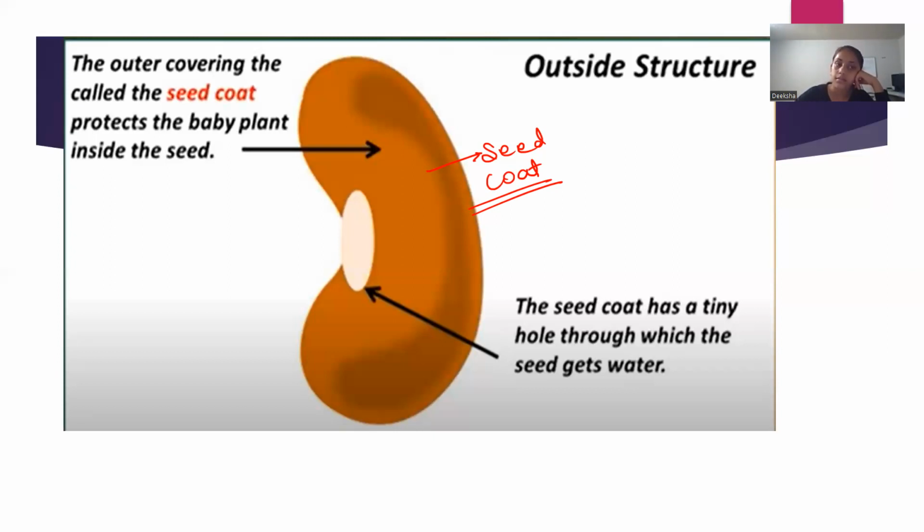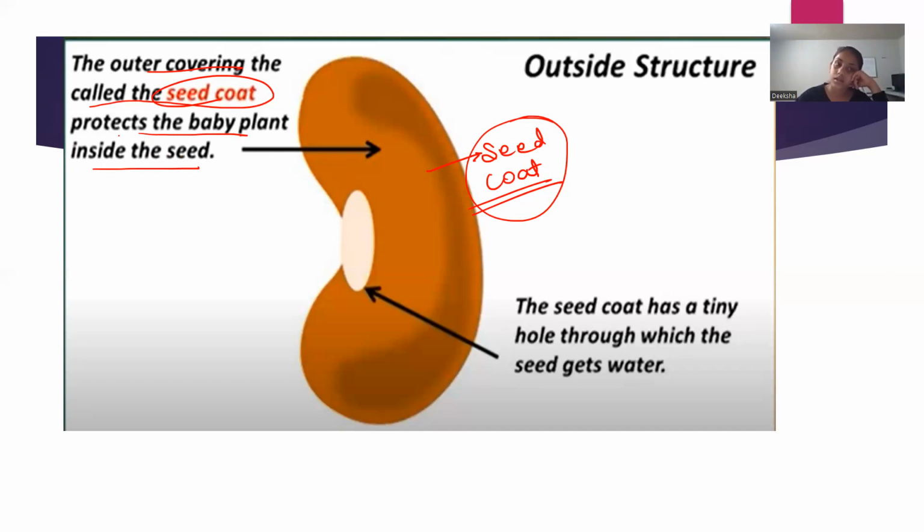Clear? Fine. So the outer covering of the seed is called what? Your seed coat, which protects the baby plant inside my seed. If you have seen your chickpeas or whatever seeds, if you put them in the soil, the outer covering is the seed coat, which helps protect the baby plant from the outer surroundings.